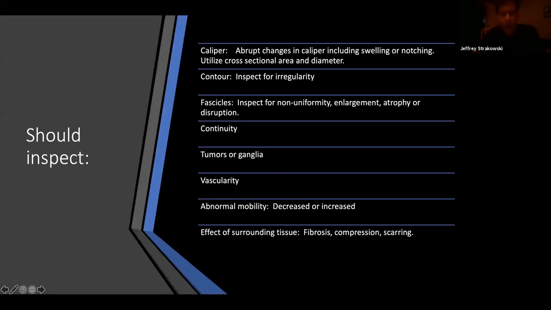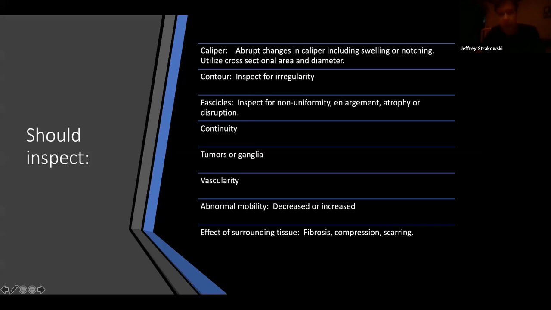Okay, so these are some things that we should do when we're inspecting peripheral nerves. We want to always look at the caliber of it, look for abrupt change in the caliber, including swelling, which may be focal or diffuse, and utilize cross-sectional area and diameter. That's the most well-studied facet of what we look at with peripheral nerves and has the most literature. We want to look for contour. Is there irregularity in the contour? Because sometimes there's more than one area of entrapment or more than one area of stress.